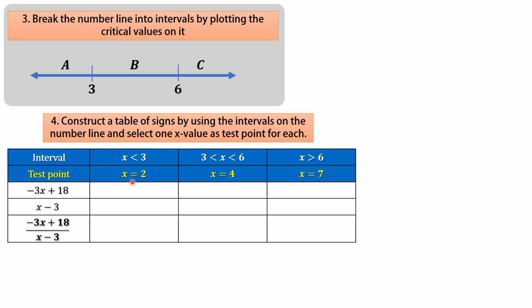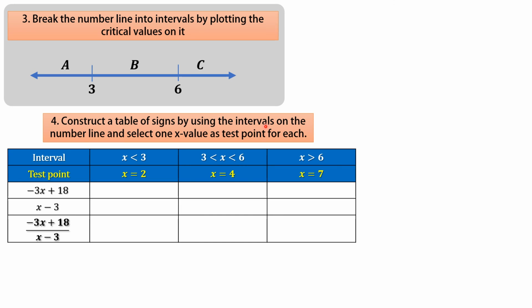So for A, I chose x equals 2. This is the nearest value before 3. And for point B, I chose x equals 4. For point C, I chose x equals 7.